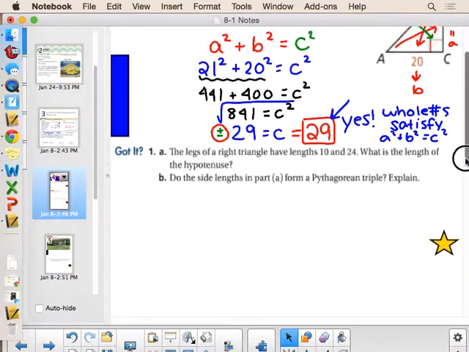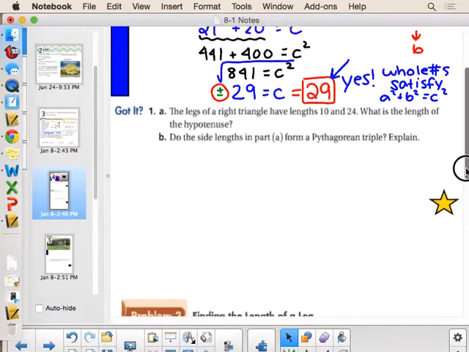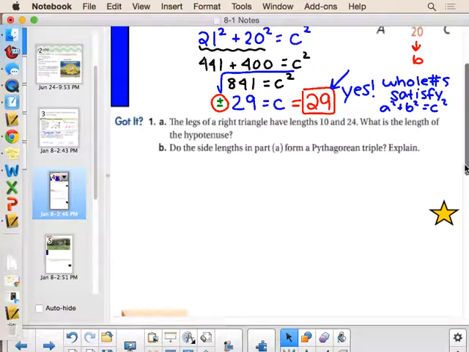Here's your very first Got It. Got It, question 1A. The legs of a right triangle have lengths 10 and 24. What is the length of the hypotenuse? Do the side lengths in part A form a Pythagorean triple? Explain. Here is your first question to answer yourself.